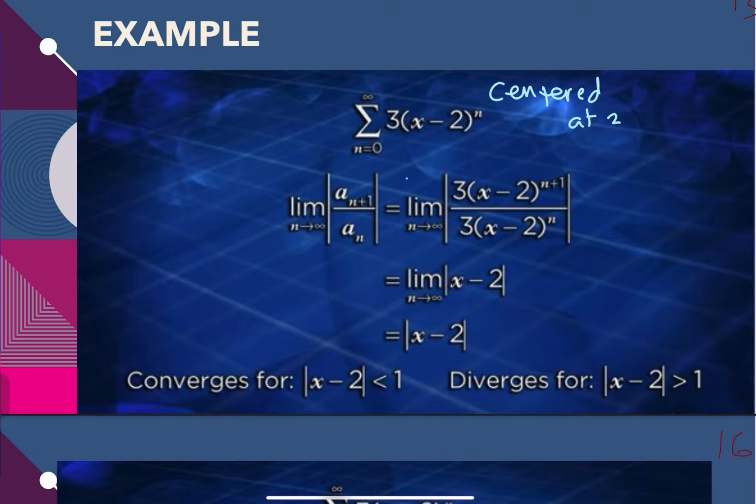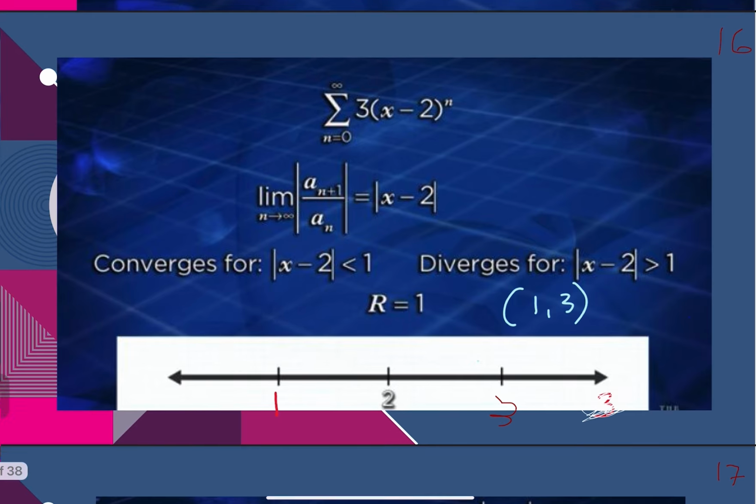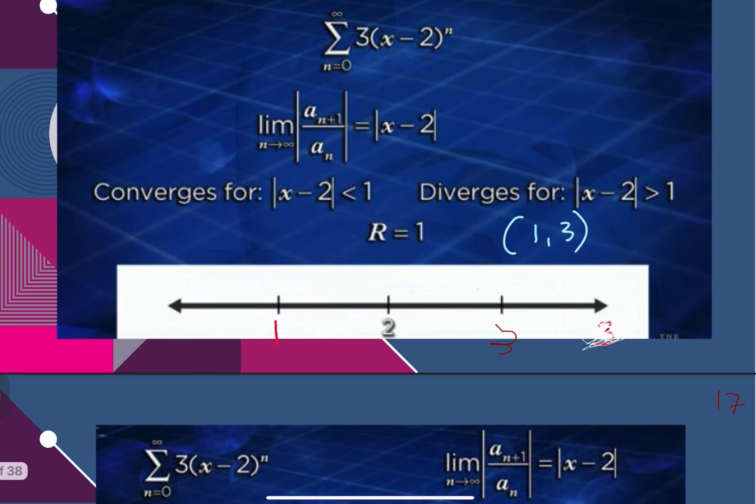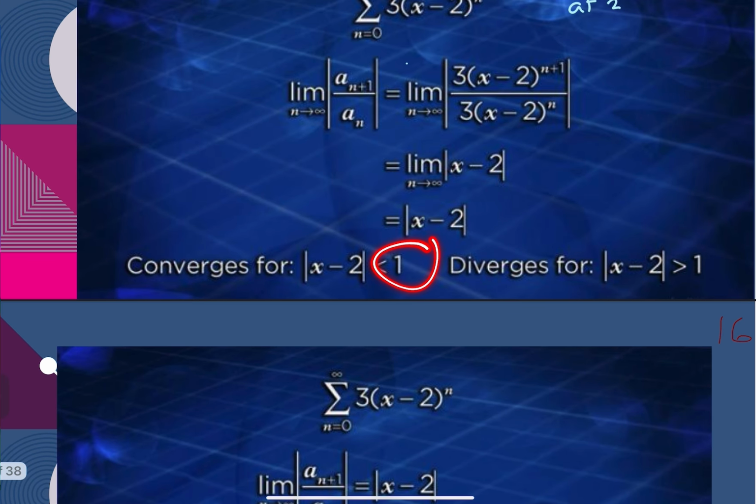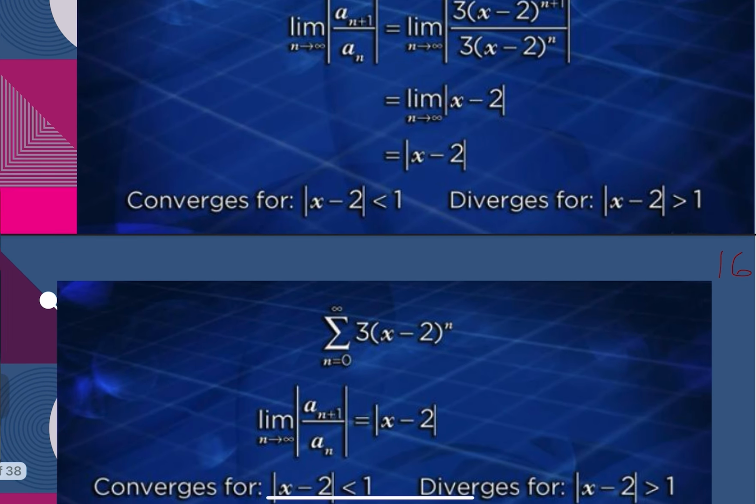Now, how do we interpret this answer? Well, we go back to the ratio test: we have convergence if the absolute value of x minus 2 is less than 1, and we have divergence if the absolute value of x minus 2 is greater than 1. But it does not say anything about the endpoints, so we have to look a bit closer at the endpoints. But we already know that the radius is 1. Remember, r is equal to 1.